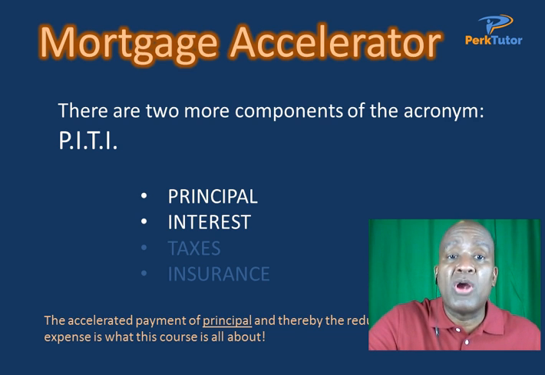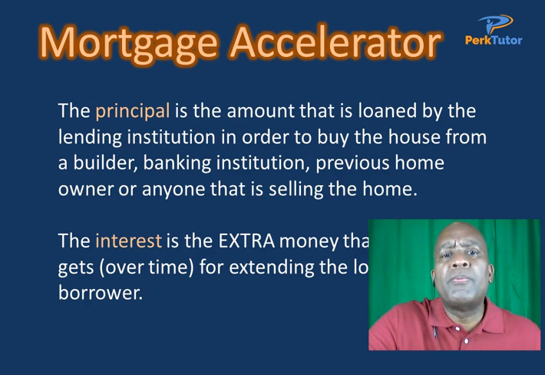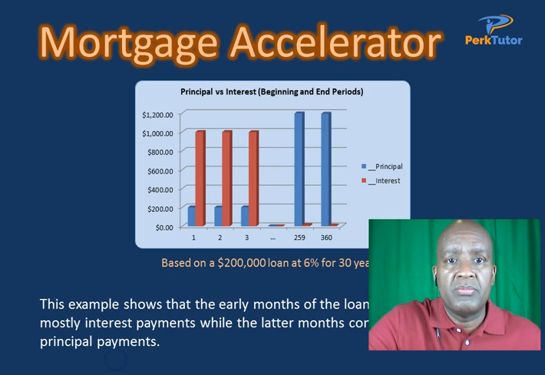Now, there are two more parts of that acronym, principal and interest. The accelerated payment of principal, and thereby the reduction of expenses, is what this course is all about. The principal is the amount that is loaned by the lending institution in order to buy the house from a builder, a banking institution, previous homeowner, or anyone that's selling the home. The interest is the extra money that the lender gets over time for extending the loan to the borrower.